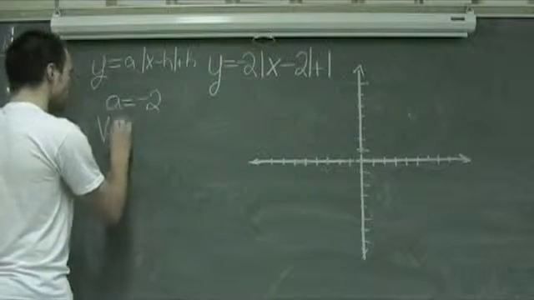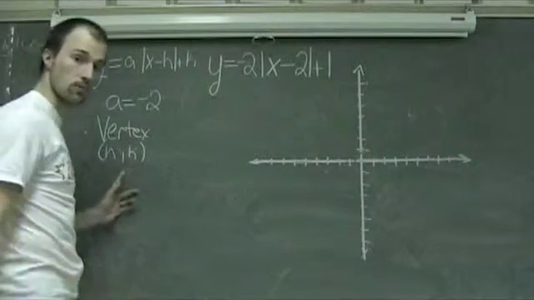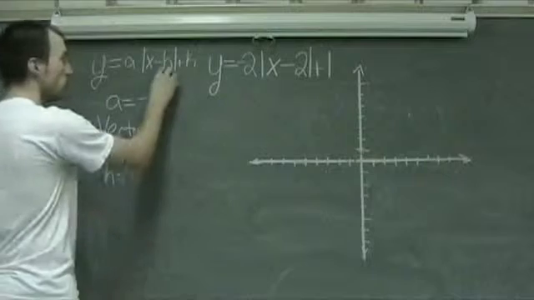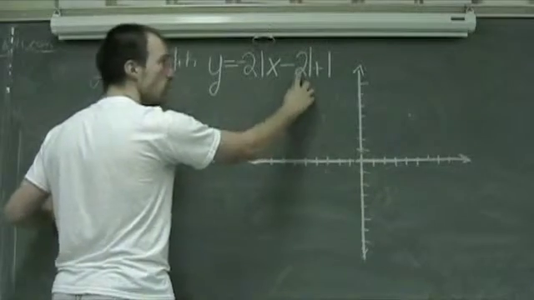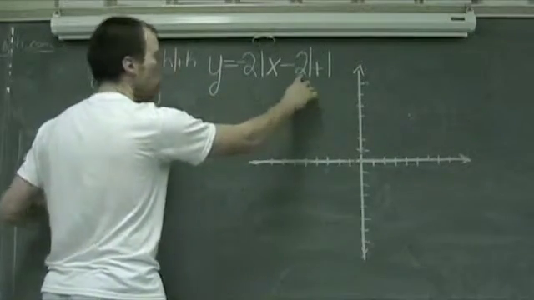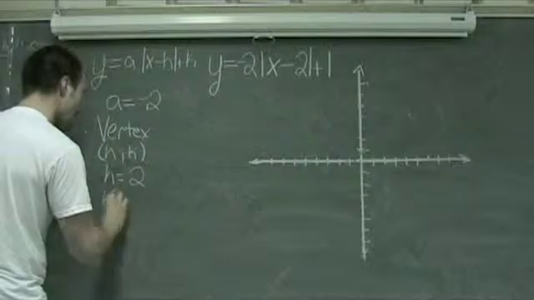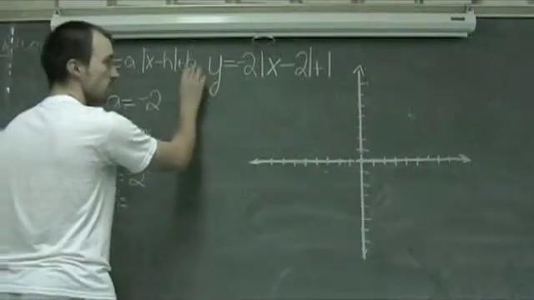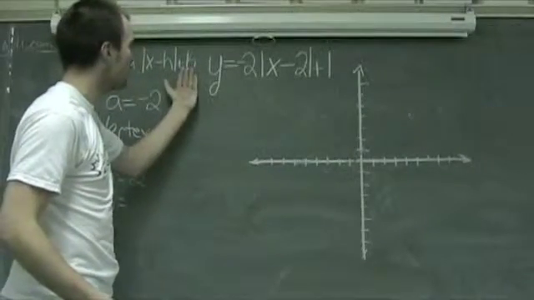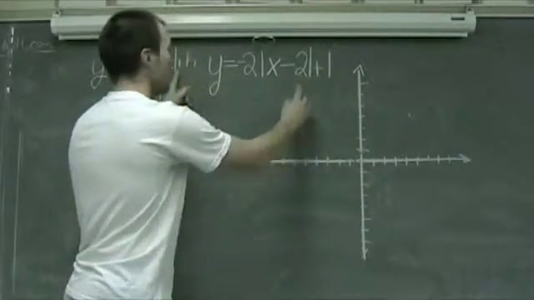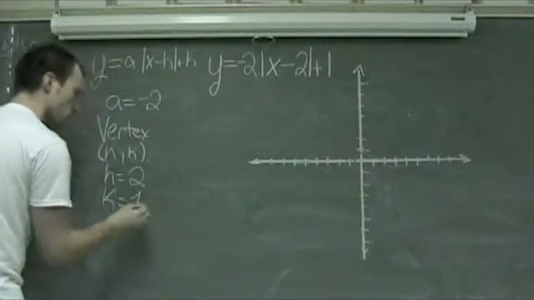Now, looking for my vertex, h comma k, which is the corner point. h is associated with x, and it's always x minus the h value. Here we have x minus 2. Since it's x minus h and we have minus 2, we know that h is positive 2. And my k value, which is at the end and is a plus k value, I have plus 1. So k is a positive 1. Again, it just follows the form.